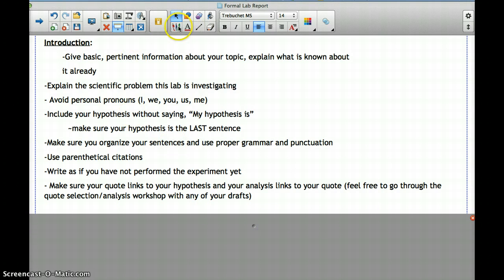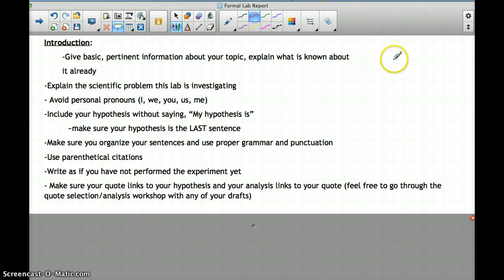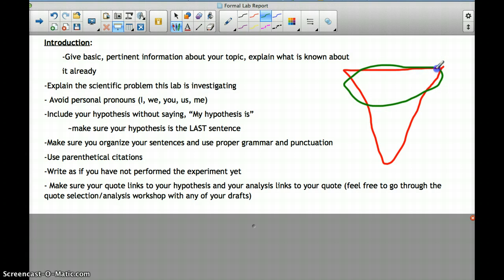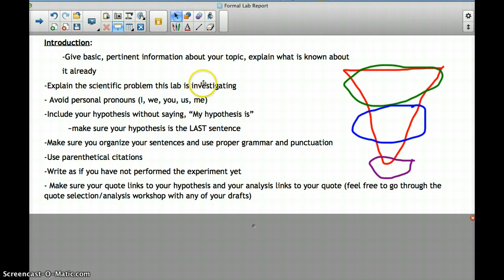And with the introduction, remember you want to keep that upside down triangle. You start with very basic and broad science knowledge, and then go to some type of experiment that's already been run and the purpose of your experiment, and then last but not least you go to the hypothesis, which is right at the tail end. Make sure your introduction is, as I've called it, an upside down triangle.